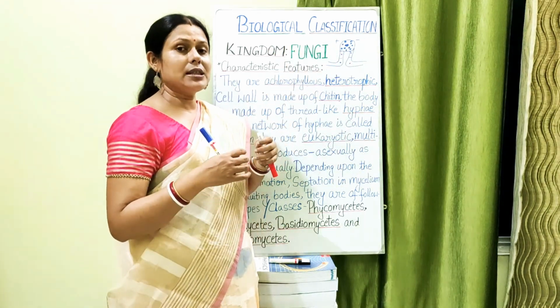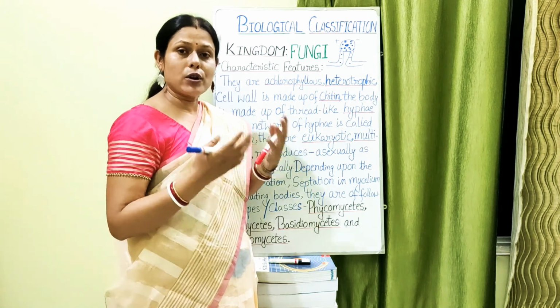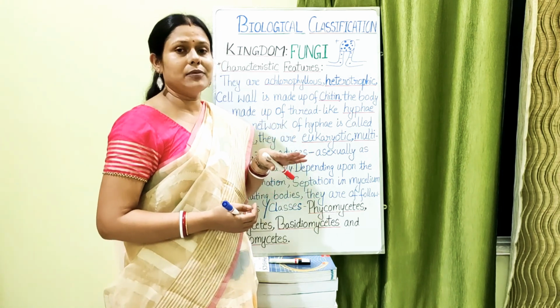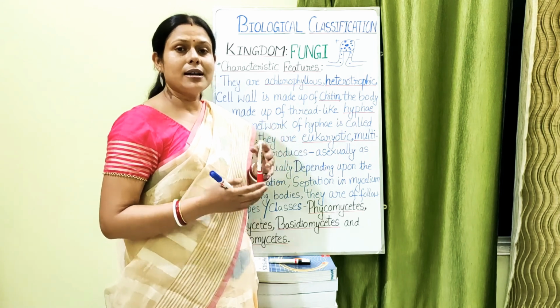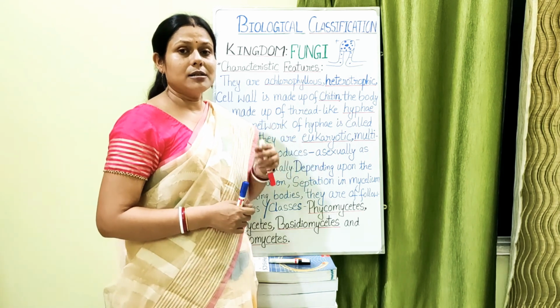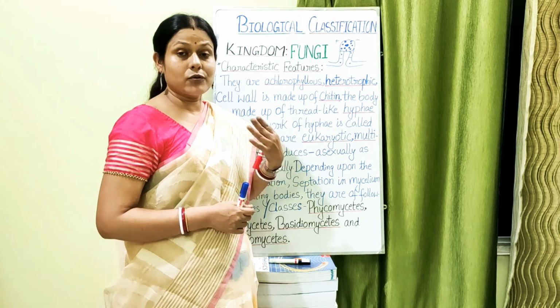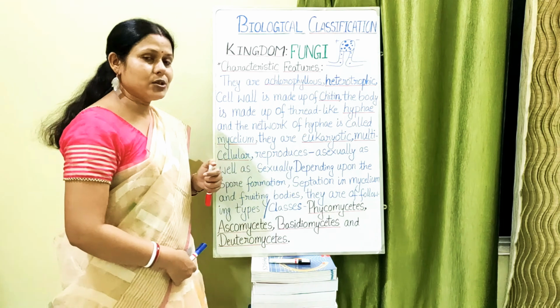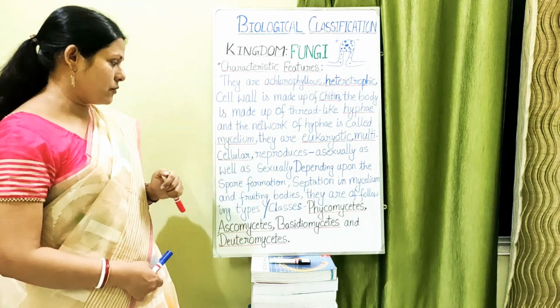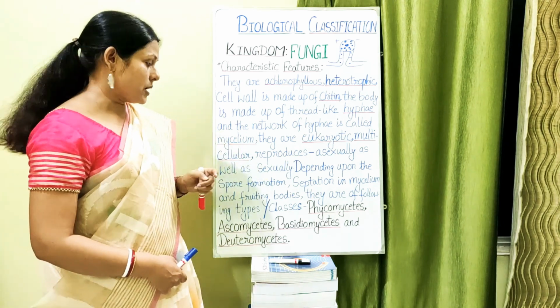Now when they are liberated and fall onto a suitable substratum, they germinate again into plus strain or minus strain hyphae, and again lead a vegetative life, followed by the sexual life. So this is the asexual and sexual type of reproduction in fungus.